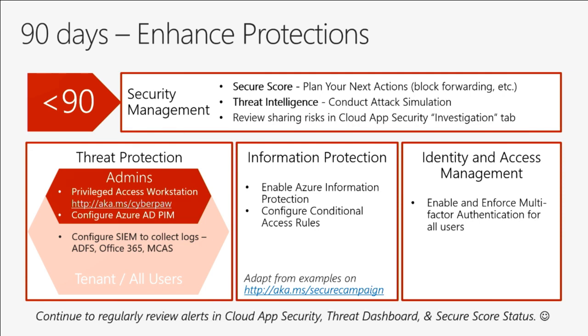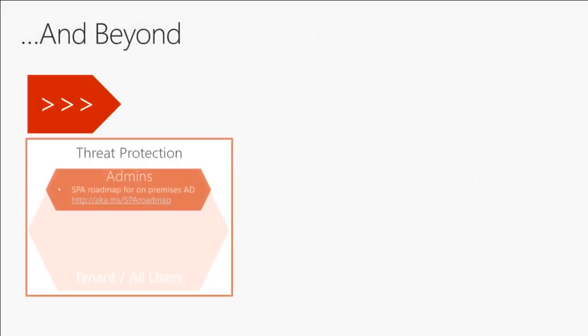And just as a reminder, always be keeping an eye on those consoles, the Cloud App Security Threat Dashboard, Secure Score. Always be looking to those. Those are a great source of information. So as we look to beyond, the things that are very important, very impactful, but you may not be able to accomplish them in the quarter.